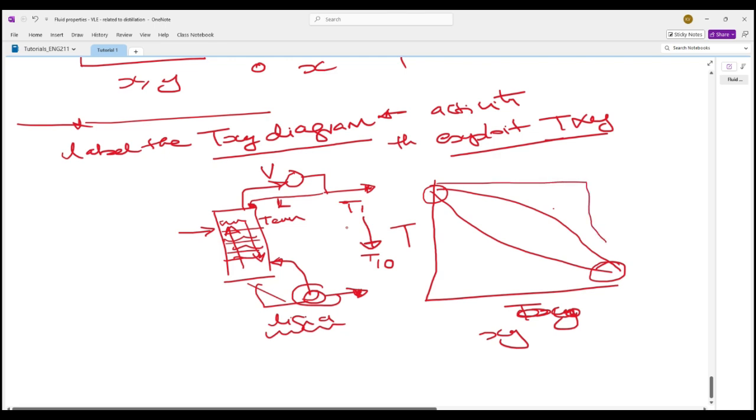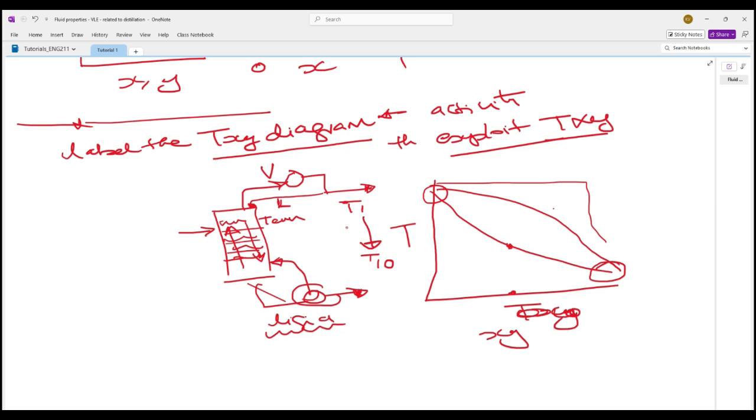And then you should also know, depending on your feed condition, what temperature you need to heat the liquid to in order to create a two-phase mixture. So that's the whole idea of generating the txy diagram.